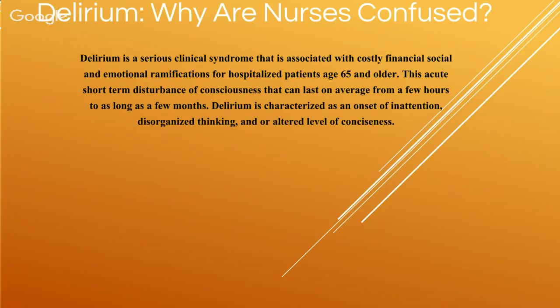Delirium. Why are nurses confused? Delirium is a serious clinical syndrome that is associated with costly financial, social, and emotional ramifications for hospitalized patients aged 65 and older. This acute, short-term disturbance of consciousness can last on average from a few hours to as long as a few months. Delirium is categorized as an onset of inattention, disorganized thinking, and altered level of consciousness.